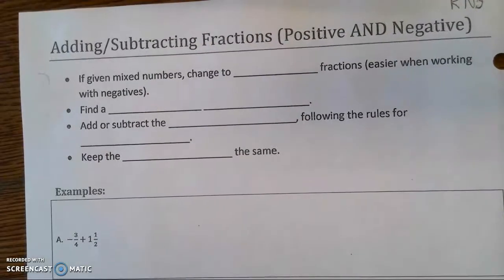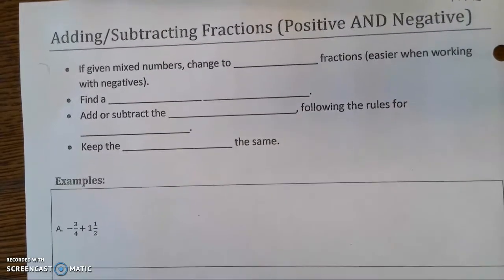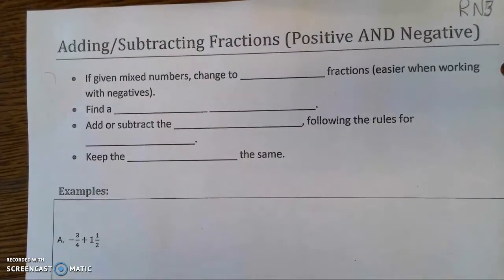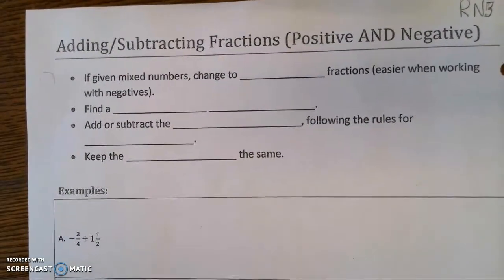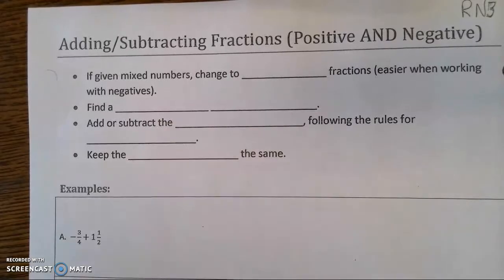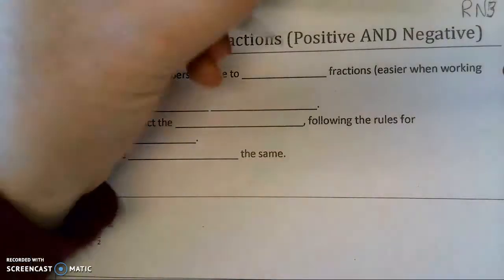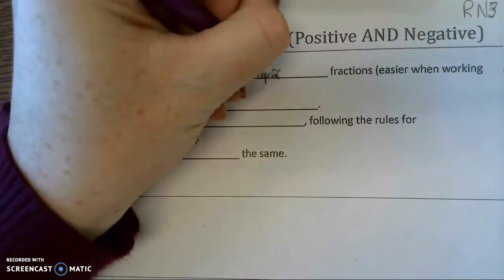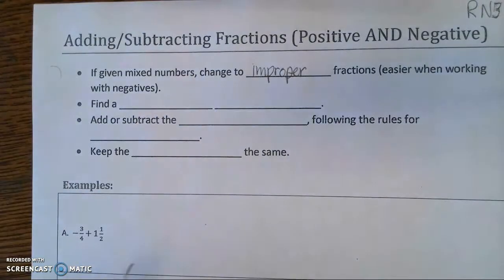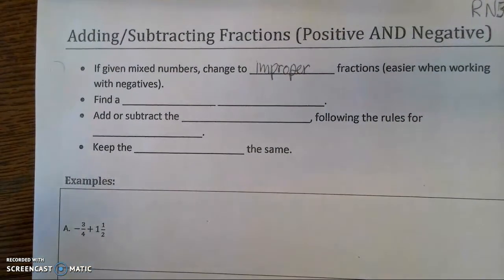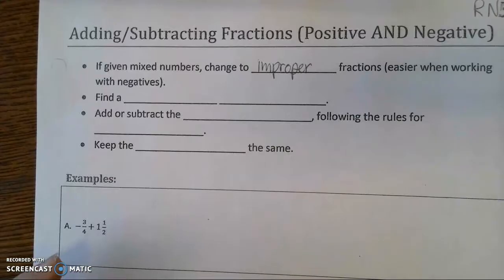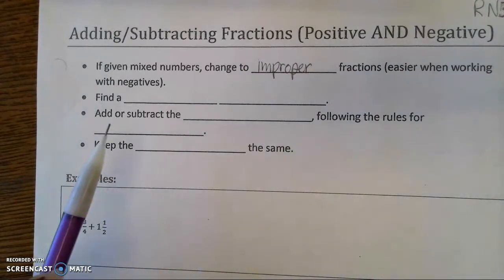Hey guys, today we're going to be talking about adding and subtracting fractions, specifically positive and negative fractions. So just a little bit of review. If we're given mixed numbers, we have to change those mixed numbers to improper fractions before we add or subtract. So remember, if you have a whole number out front, that needs to be changed to an improper fraction using the boomerang method. It's just easier when we're working with negatives.